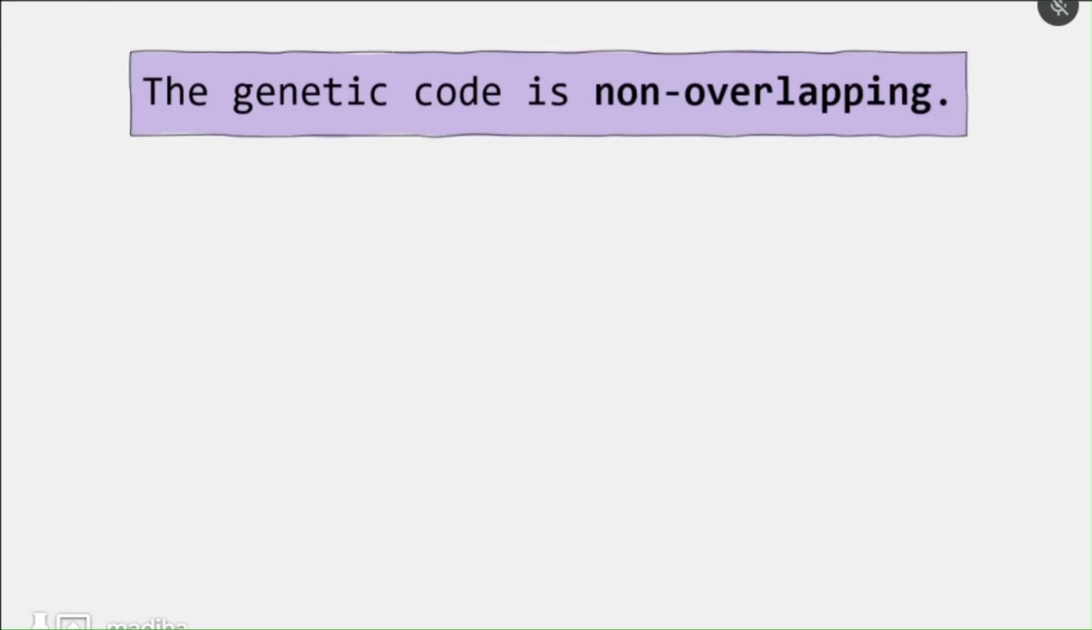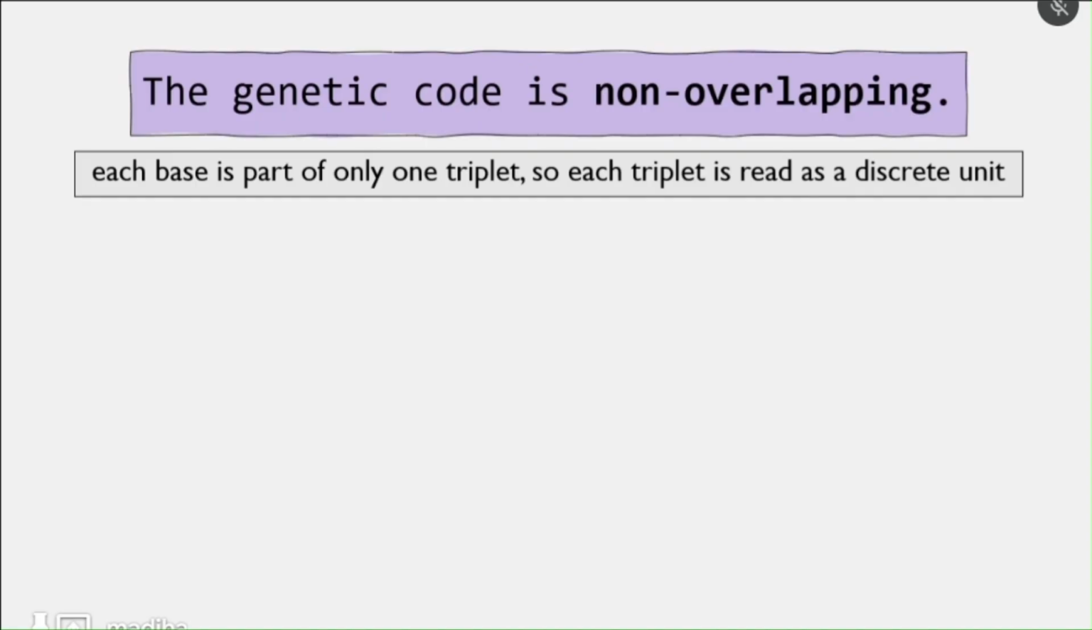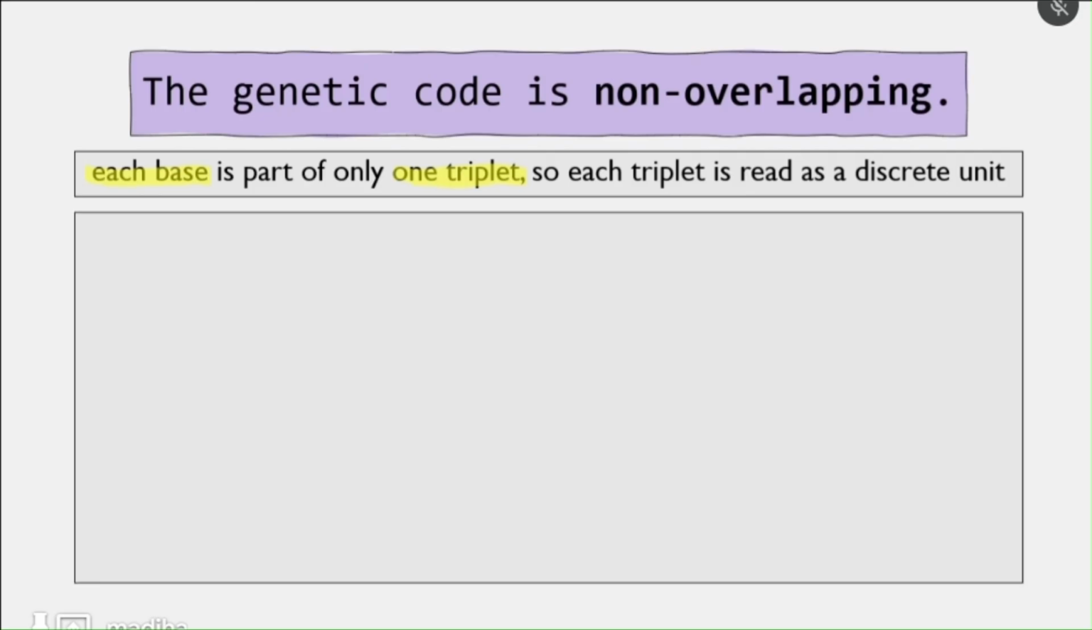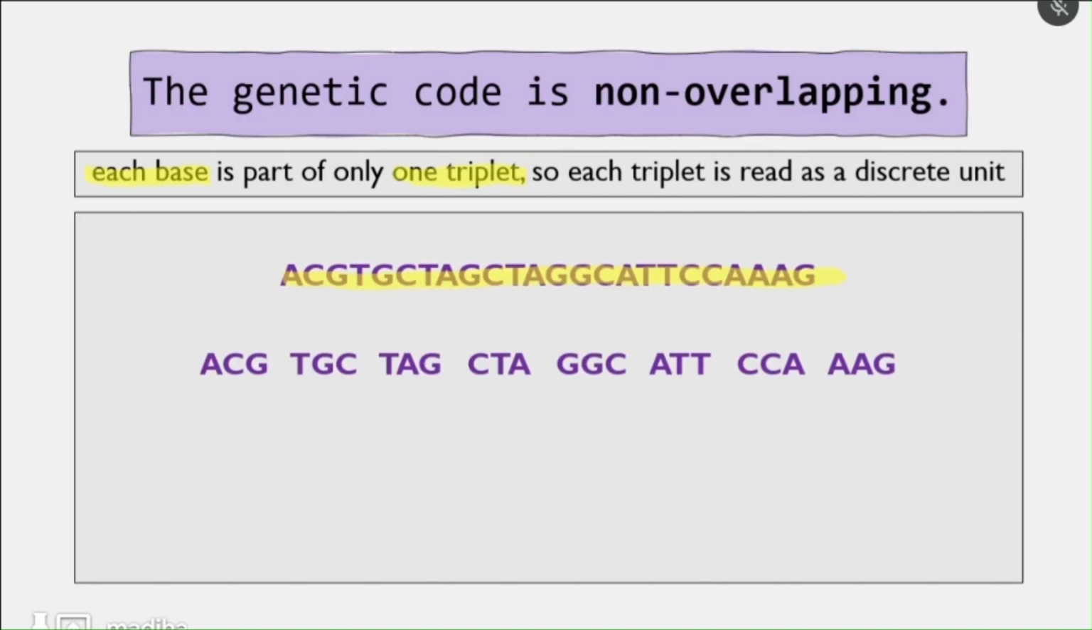And the last feature of the genetic code is that it is non-overlapping. So what does this mean? Each base is part of only one triplet, so each triplet is read as a discrete unit. So here we've got this whole gene. As you can see, it's got a lot of long letters. Essentially, each triplet is read by itself.